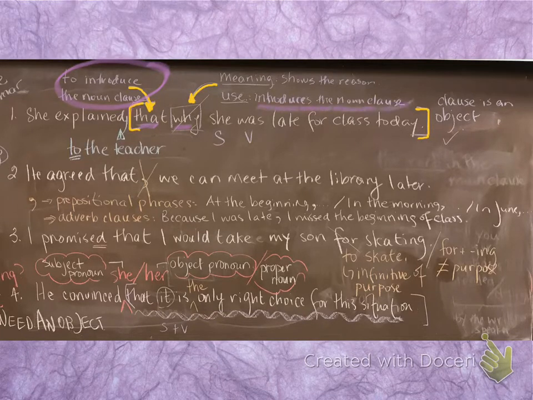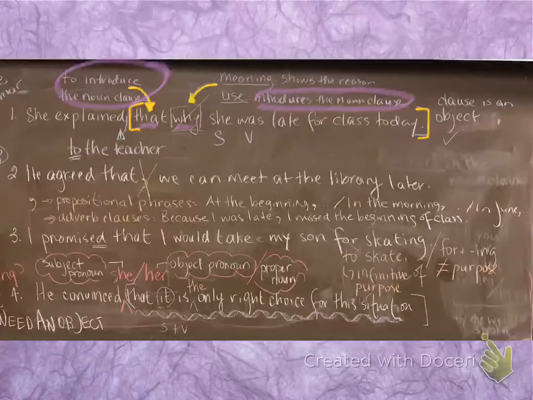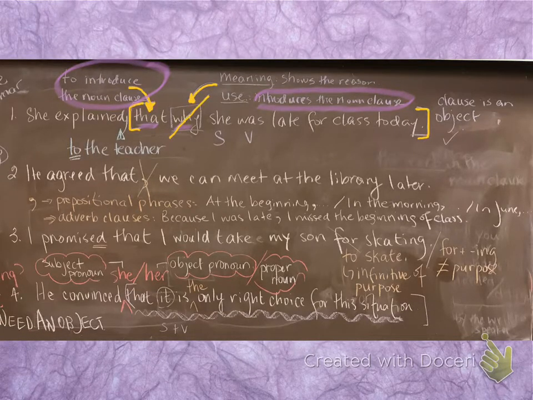Right, it introduces the noun clause. So now we have two words, that and why, and they both fulfill the same function. So we need to get rid of one of them. If we decide to get rid of why, we've got, she explained that she was late for class today. So she's stating a fact.